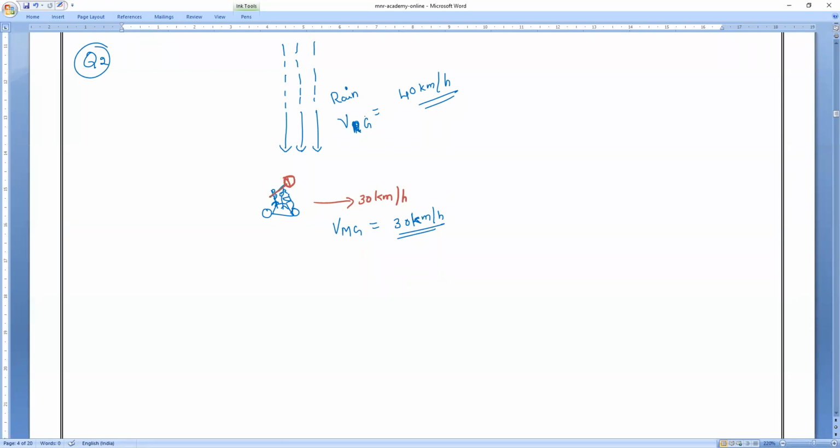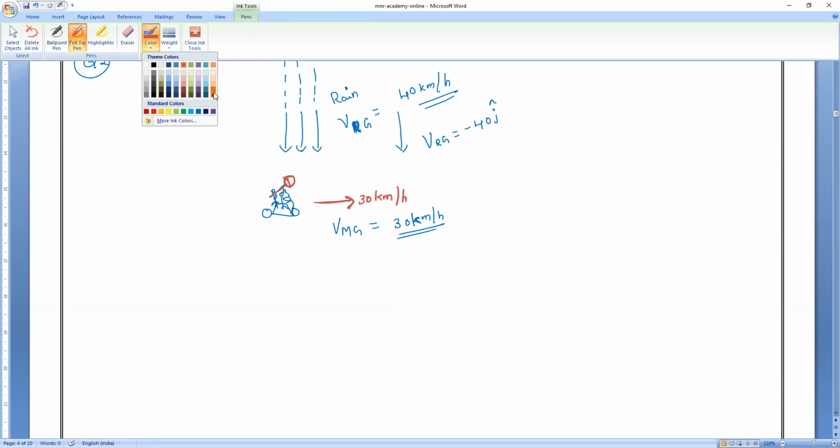Okay. Now, as the rain is falling in the minus y direction, what is the velocity of rain with respect to ground? Minus 40 kilometers per hour, minus 40 j cap. Now this man is moving in the forward direction. Forward direction means what, plus x or minus x? Plus x.